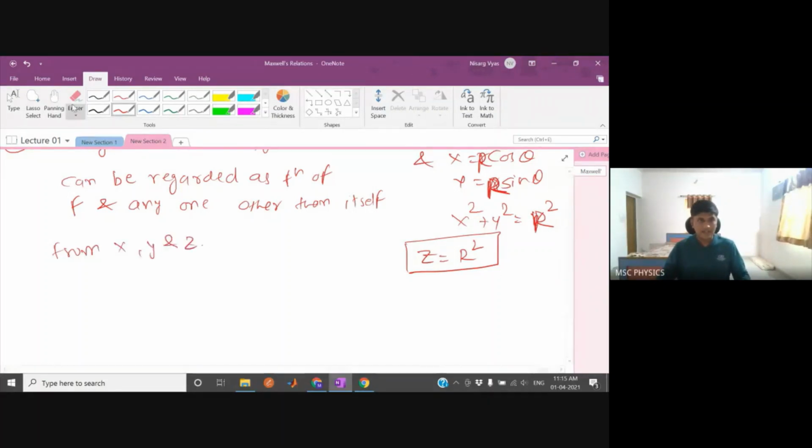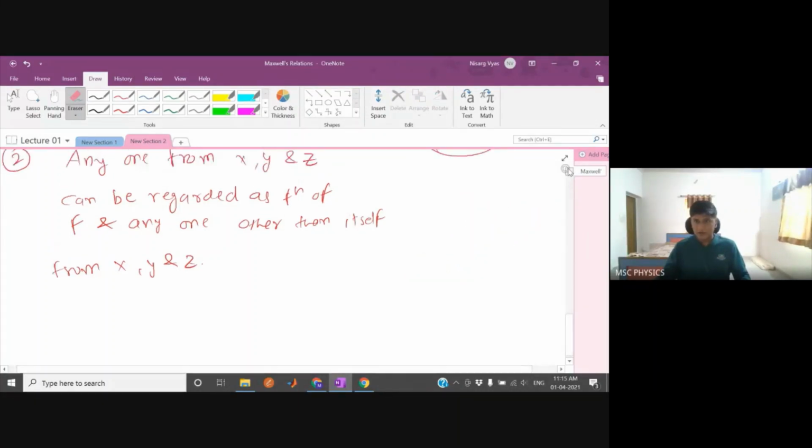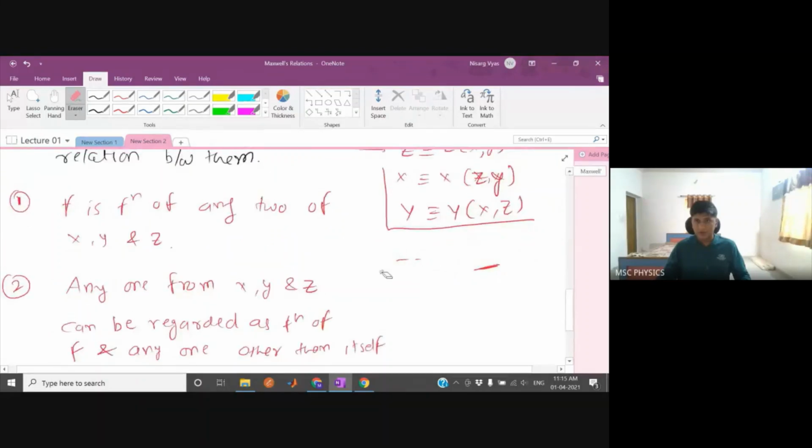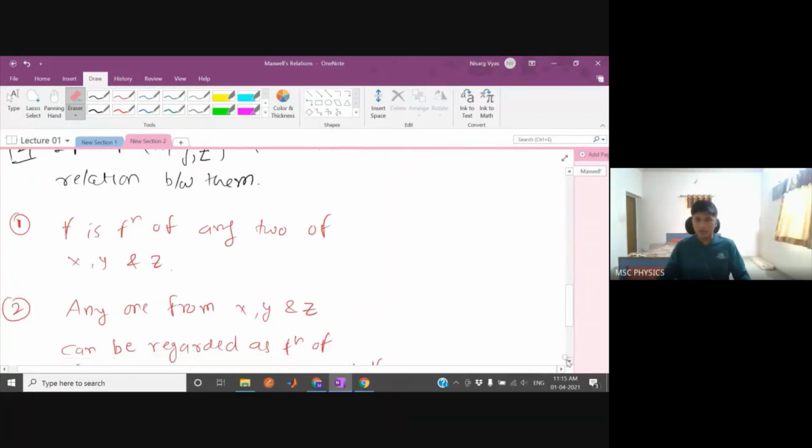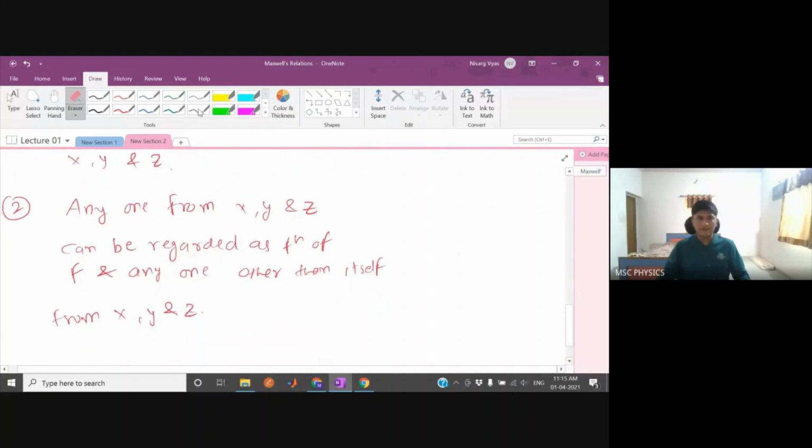So let me just erase this part. This is just rough work, so I don't want you to be confused about it. This is also part of rough work. Okay, so what I am writing here is, any one from the x, y, z can be regarded as a function of f, and any one from other than two variables.